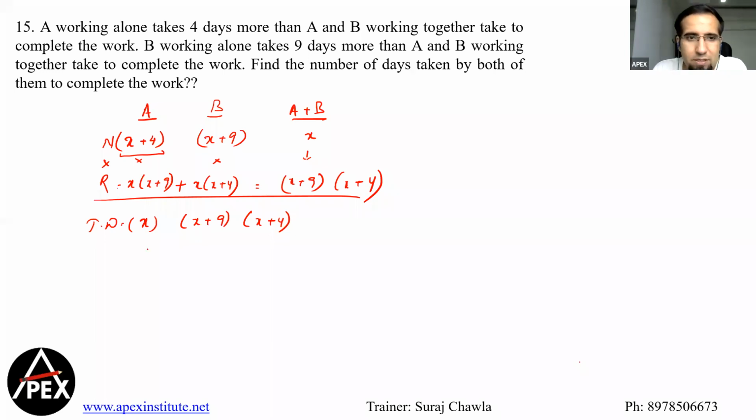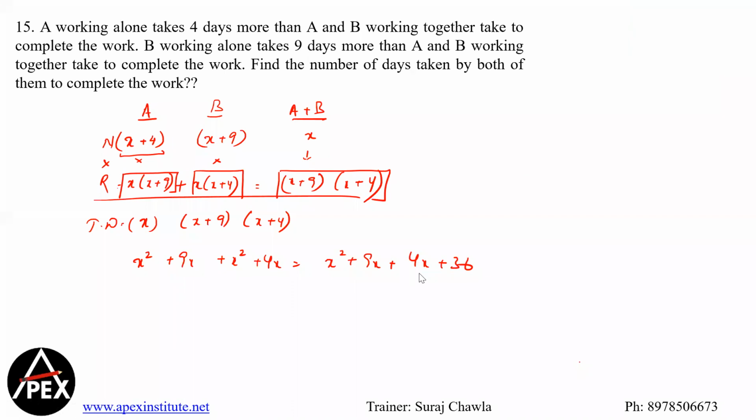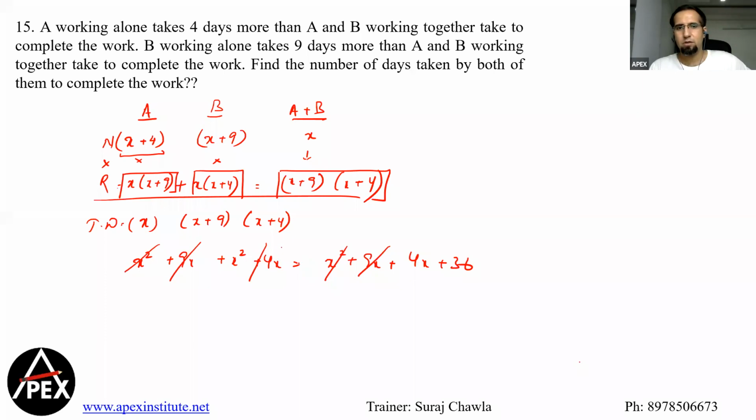So X into X plus 9 would give me how much? X into X plus 9 would give me X square plus 9X, plus X square plus 4X. This plus this is equal to this, which is X square plus 13X plus 36. Is this clear, guys? So what do I get? X square gets cancelled, 9X gets cancelled, 4X gets cancelled. So eventually we have X square is equal to 36, or X is equal to 6.